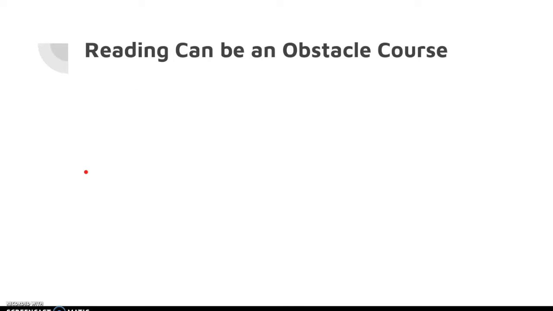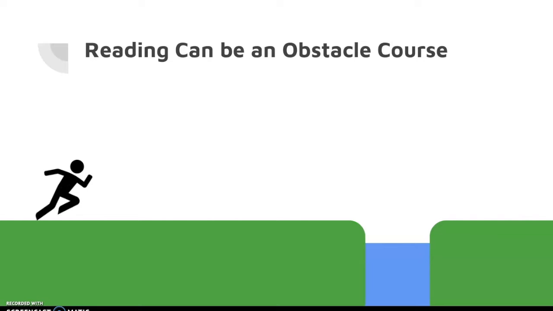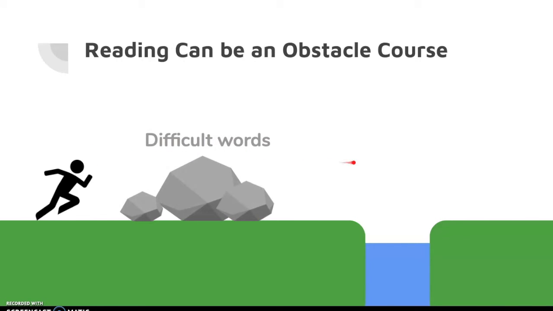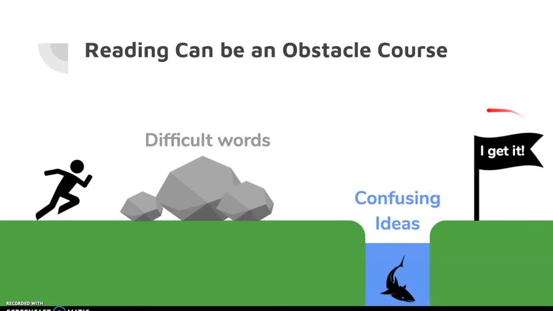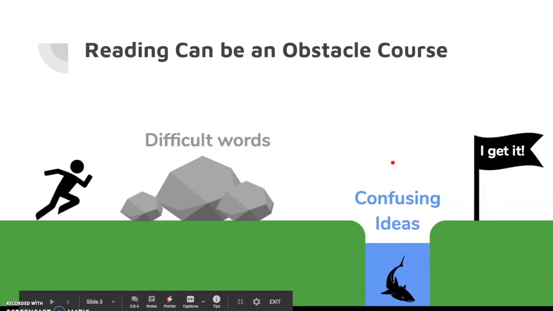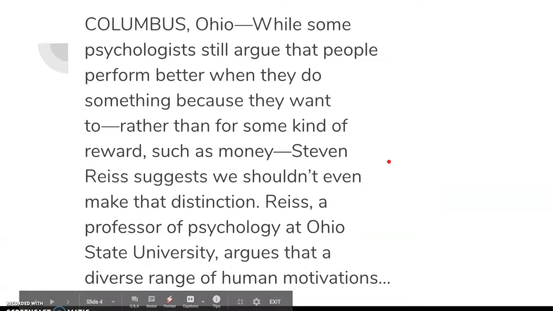Reading, as you might know, can sort of be an obstacle course. You are like a runner in an obstacle course, trying to get to the very end. But as you go through the complicated text, you might run into obstacles like difficult words or confusing ideas before you finally get to the end where you can say, I understand, I get it. We're going to read through this and we're going to try to decode those difficult words and break down those confusing ideas. So let's begin the article.